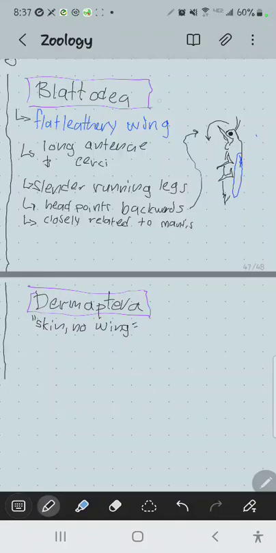Obviously, they have a lot of the same features as cockroaches. They have long antennae. They have long, slender running legs, but the identifying factor that really nothing else has is they have these cerci that are modified into pincers. And so the cerci are called forceps, or pinchers, I guess. So sometimes they're called pincher bugs, sometimes they're called earwigs.